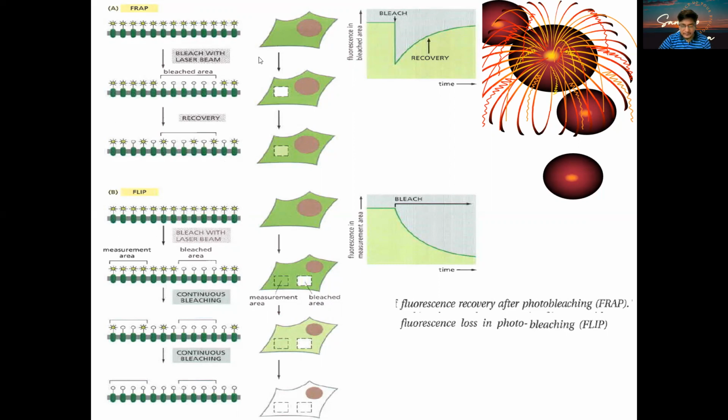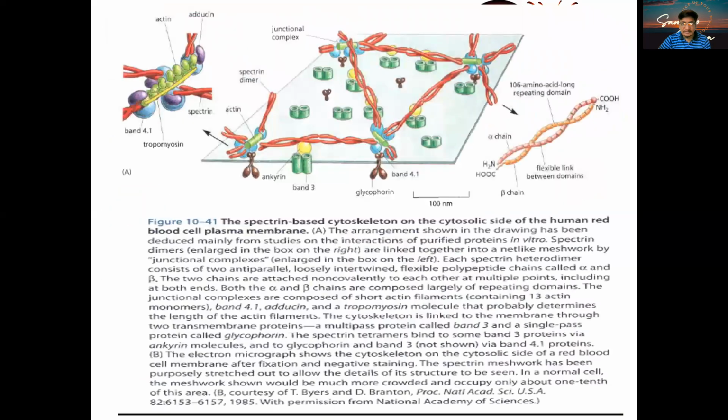Another technique is FLIP, fluorescence loss in photobleaching. What we do over here is measure the area and bleach it with the laser, and we start continuously bleaching there. This area keeps on getting mixed up, and finally we get an area which is lighter in color. A time will come after the continuous bleaching when the entire region will lose the fluorochrome they are attached with. That also suggests the protein diffuses. So FLIP and FRAP are two techniques to ascertain that diffusion of the protein does take place.